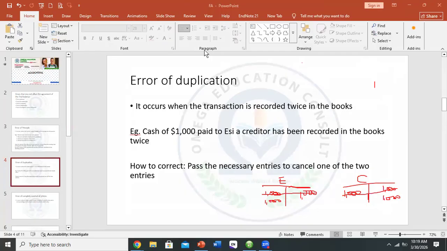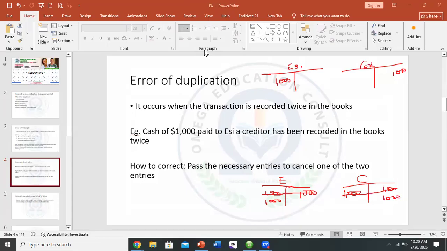So Josephine, this was the one you were asking about, right? The cancellation. So yes, I was canceling it out just to demonstrate to you that immediately you pass the correct entries, it cancels one of the two entries made earlier, right? But for you, your focus will be on passing the entries. In fact, in your books as an accountant, you don't need to go and cancel them.